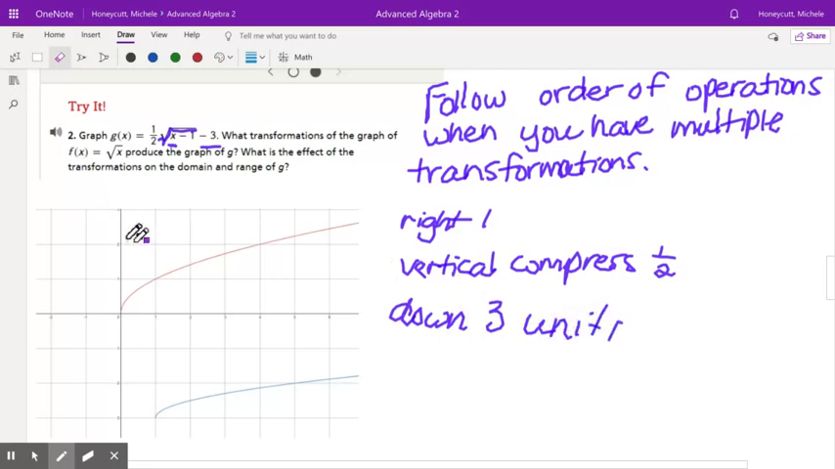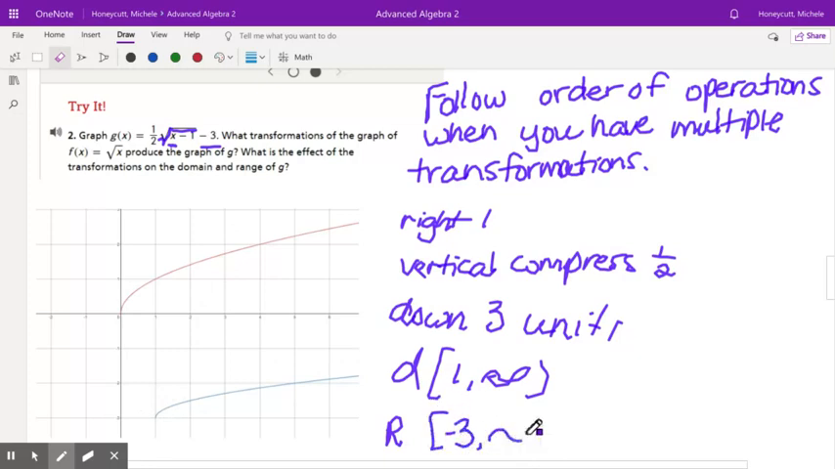Now the domain and range are going to change. Domain was 0 to infinity, but it is now going to be from 1 to infinity. And the range was 0 to infinity, but now it's going to be -3 to infinity. And you might even see some patterns or some matches, like how the 1 is right here and the -3. And then if you look for those numbers in the equation, you might see some similarities there.